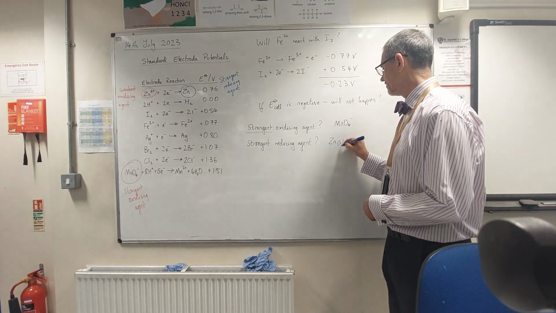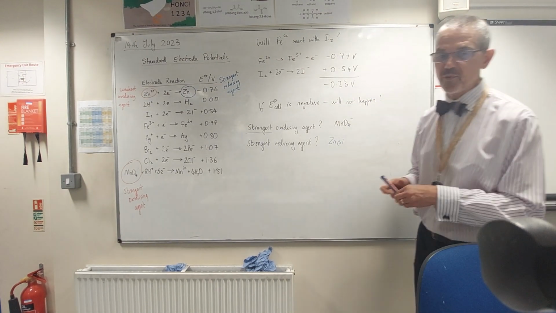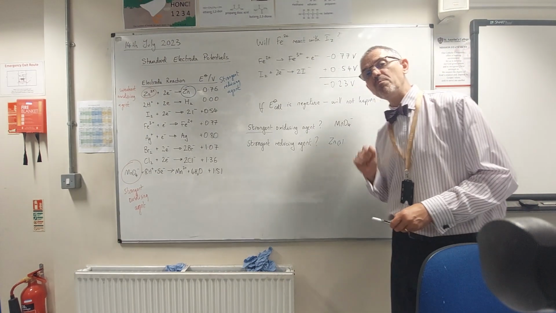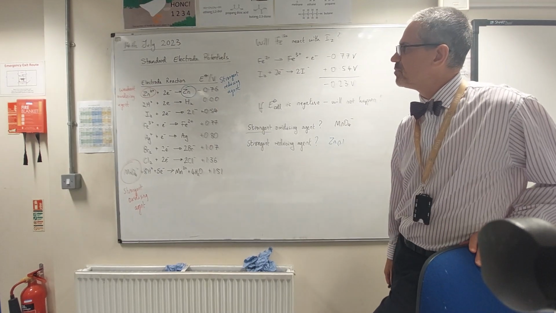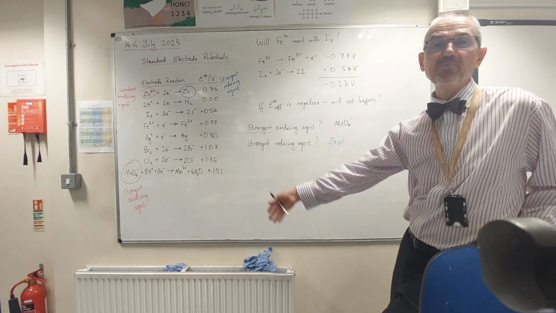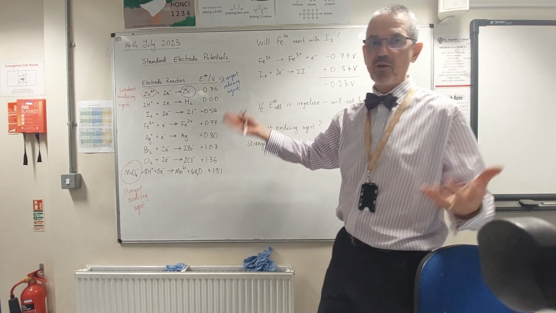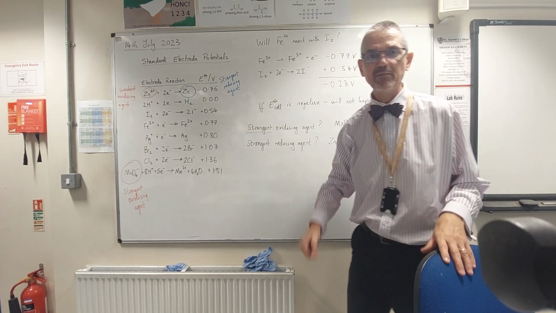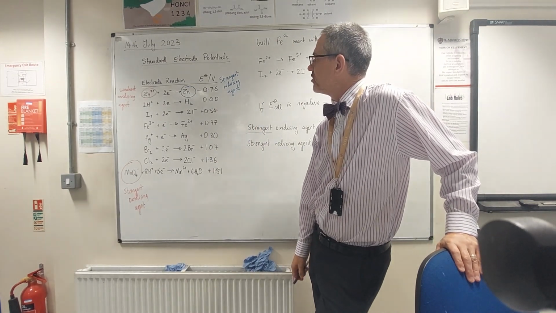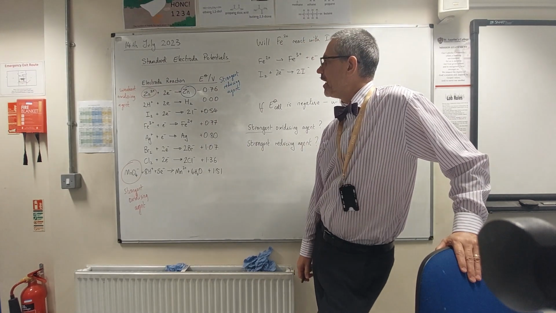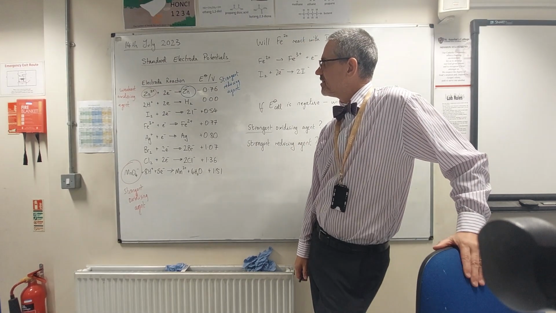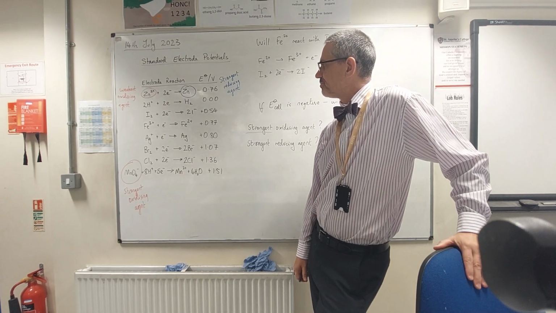Zinc, solid. Not zinc 2 plus, that will be a weak oxidizing agent. Zinc, metal. In fact, all the metals are pretty good reducing agents, but zinc, on this table of data, right? Obviously, if I put in a more reactive metal, magnesium or calcium, it would be a stronger reducing agent. But on this table of data that we've got in front of us, zinc is the strongest in that list.